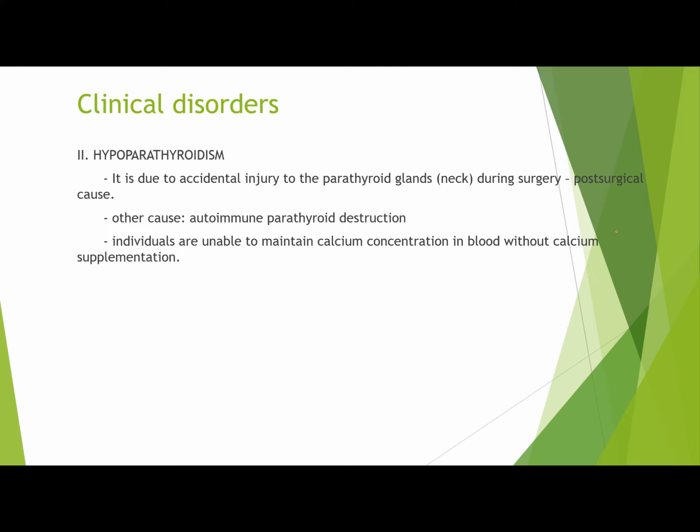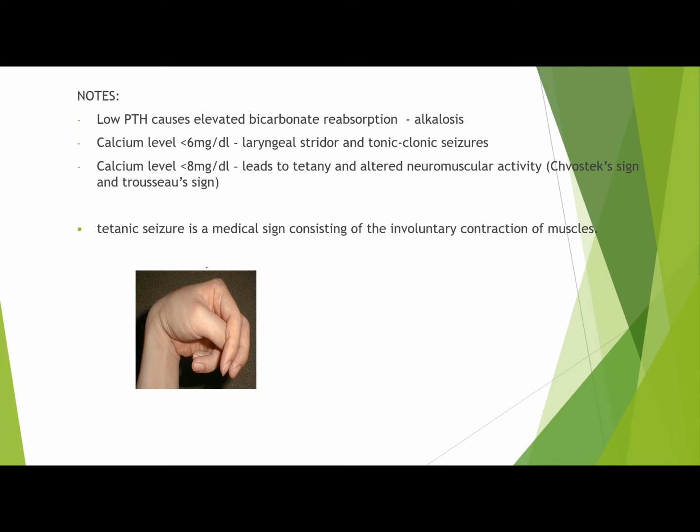Then we have your hypoparathyroidism. This is due to accidental injury to the parathyroid gland, usually during surgery or any possible post-surgical causes. Other causes would include autoimmune parathyroid destruction. Individuals are unable to maintain calcium concentration in blood without calcium supplementation. Low PTH, class, causes elevated bicarbonate reabsorption, leading to a state of alkalosis.